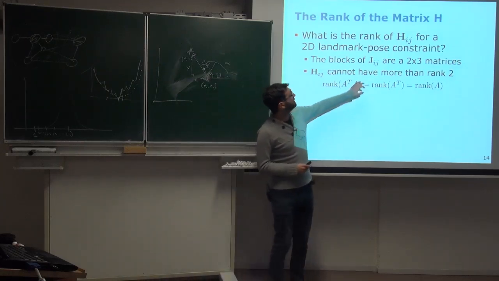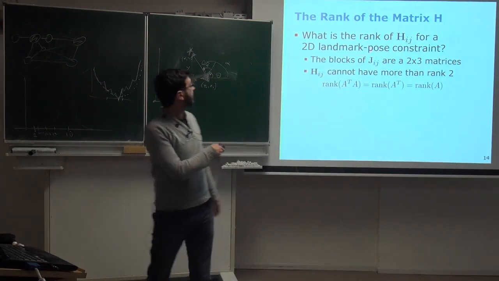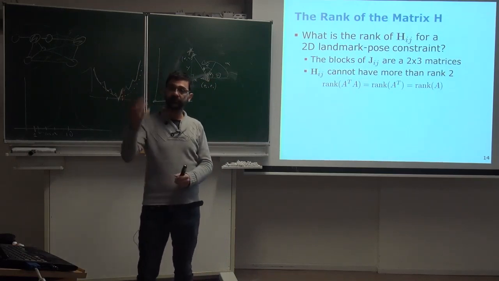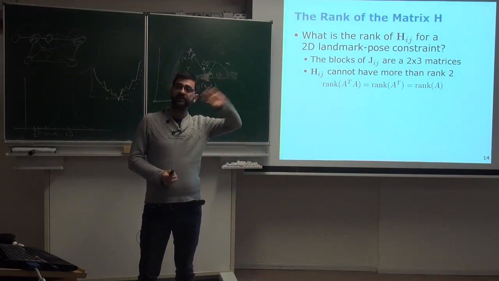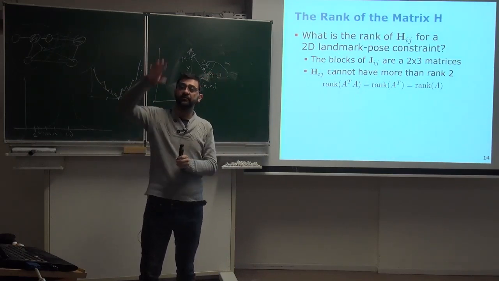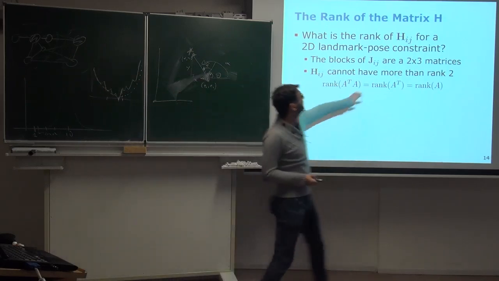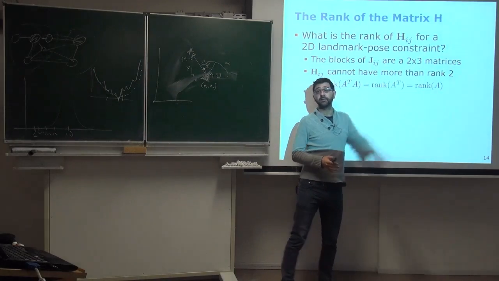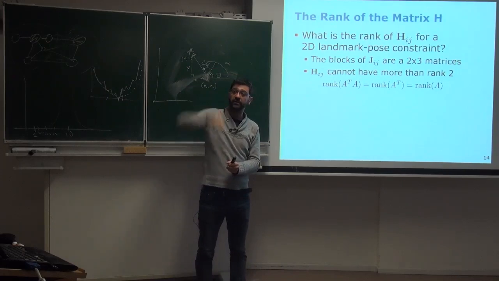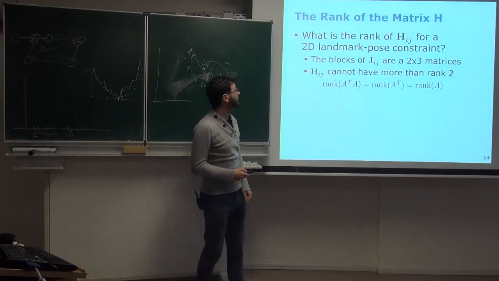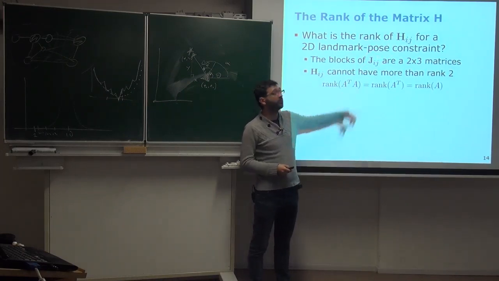Anyway, the idea here is that if we take the landmark pose measurement, the full one, so x and y, we know that we have two variables on the landmark side, and we have three elements on the pose side. So our Jacobian will be a 2 times 3, because we have the two values of the observed measurements of our z, and therefore the Hessian for this specific measurement cannot have more than rank 2.